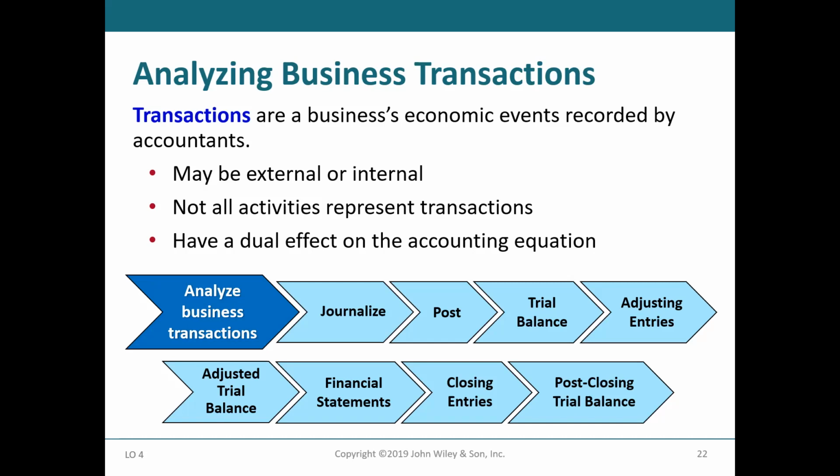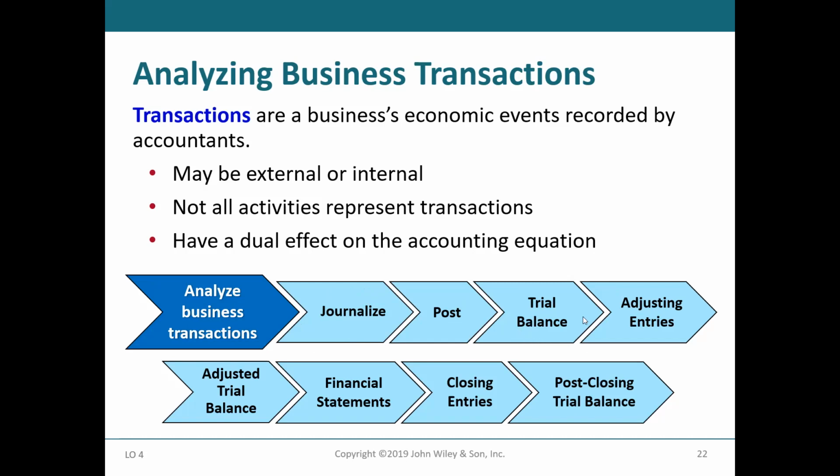Now, these are the steps that the accountants need to do. First of all, they analyze the business transactions. Then they journalize it. Journalize means you record the transaction. And then you post it to the ledgers. We're going to learn it in chapter 2.